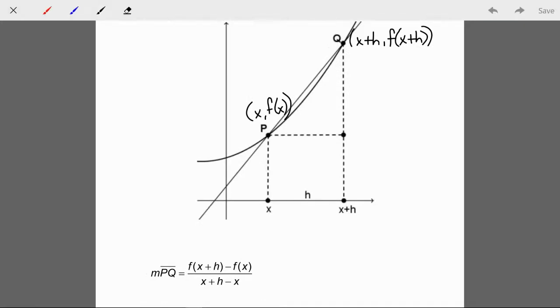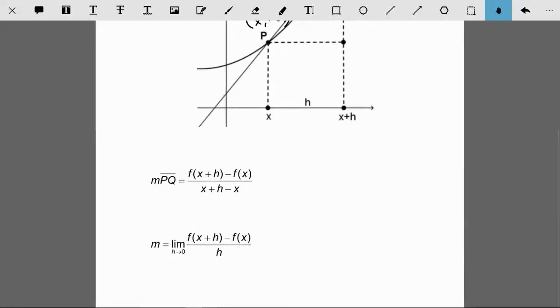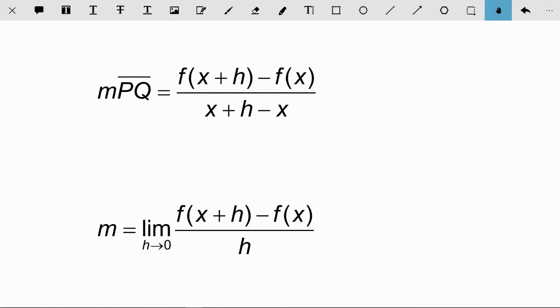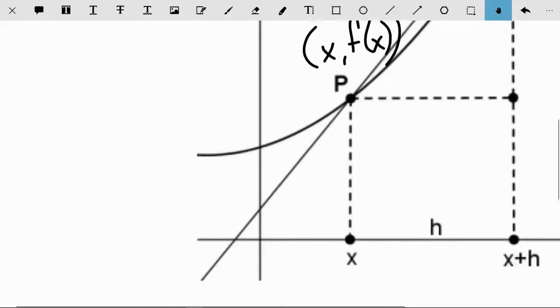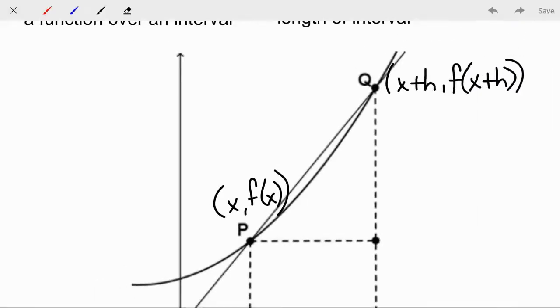Now you can see down below here in this setup, we've got the change in the function values, or the change in the y's, over the change in the x's. And if we simplify that, it simplifies down into this: f of x plus h minus f of x, divided by h. Now, notice the last expression on this page says the slope is equal to the limit as h approaches 0. What they're talking about doing here is taking this point Q and sliding it down along this function towards the point P.